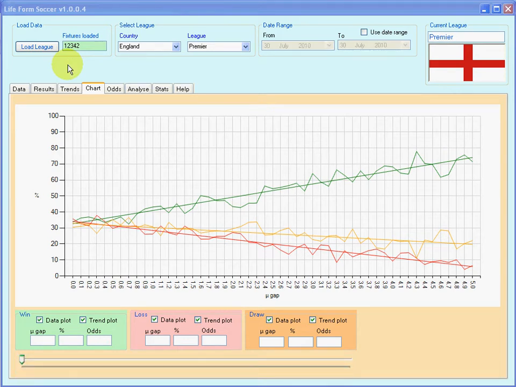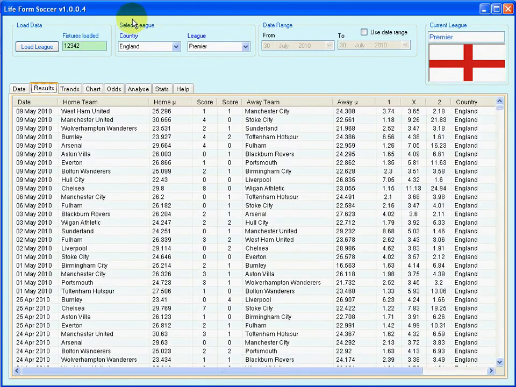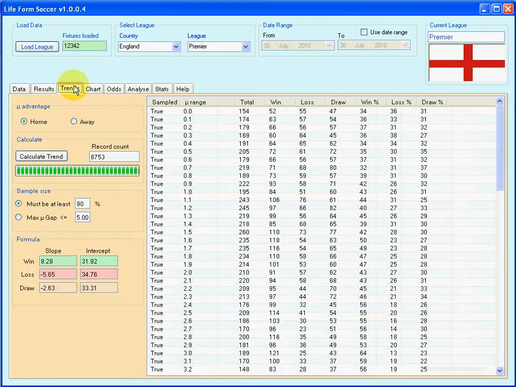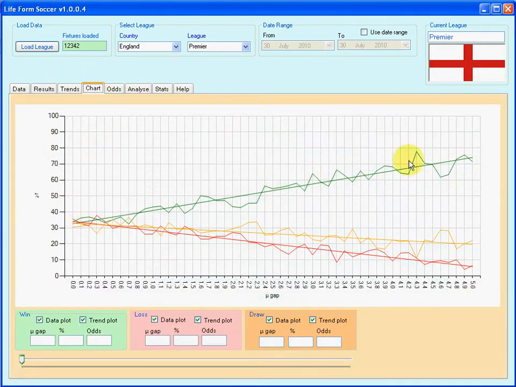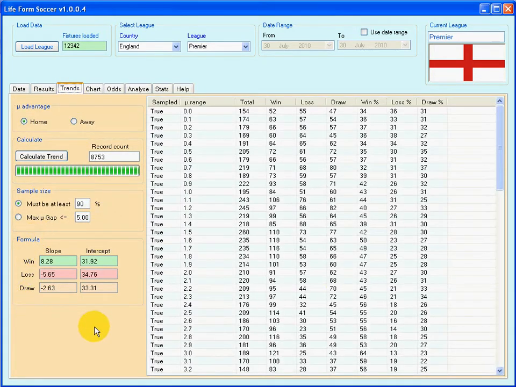In this video demonstration I'm going to be discussing how to use the Chart tab on your Lifeform software. If you remember from previous demonstrations how to load your data, league, and calculate your required trend, then the chart information becomes available. The chart information will give you win, loss and draw data once your trend figures have been calculated.